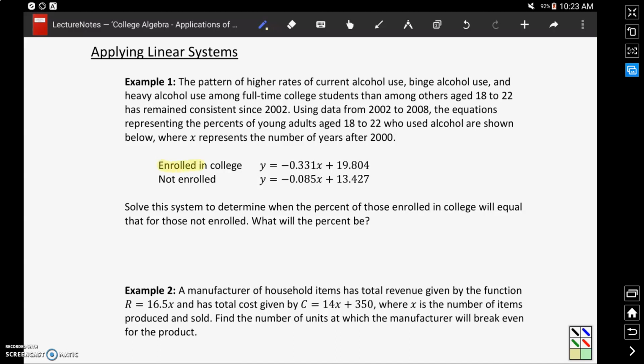In example 1, we have two different equations that tell us about the percentage of 18 to 20-year-olds who use alcohol, who are enrolled in college, and then that percentage for 18 to 20-year-olds who are not enrolled in college, where X represents our number of years after 2000. What we want to do is solve this system, so find where these two equations intersect, to determine when the percent of those enrolled in college and those not enrolled using alcohol will be equal.